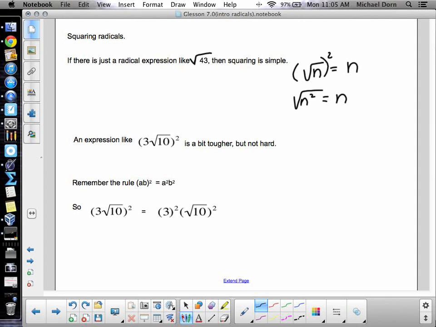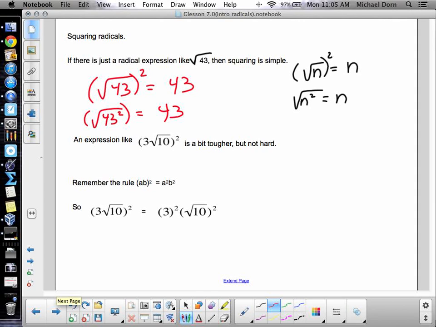So if I have something like the square root of 43 and I need to square it, that's easy. That's just 43. That's all it takes. And it doesn't make a difference if the square root is outside or it's the square root of 43 squared, like that. It works the same way.